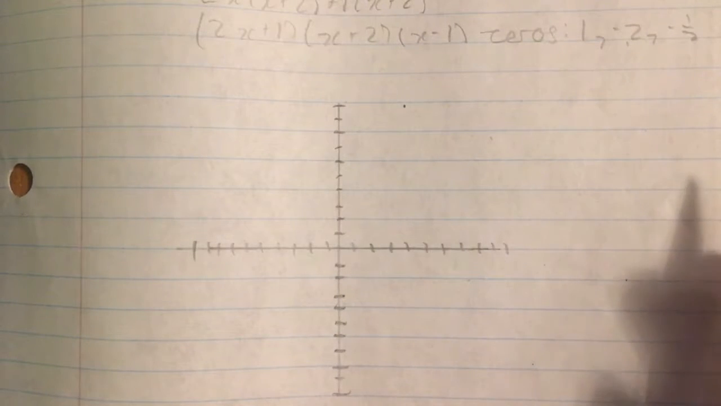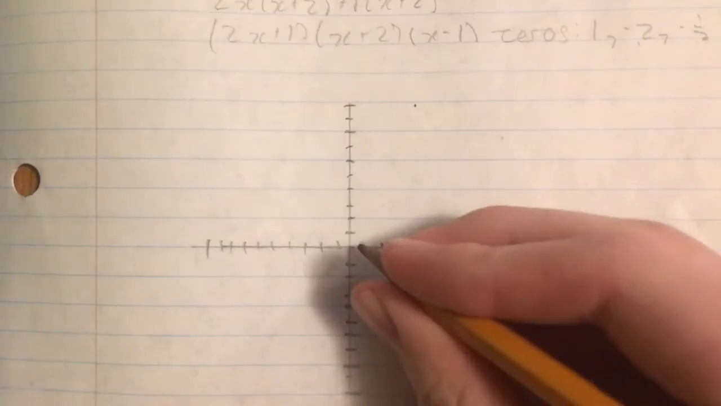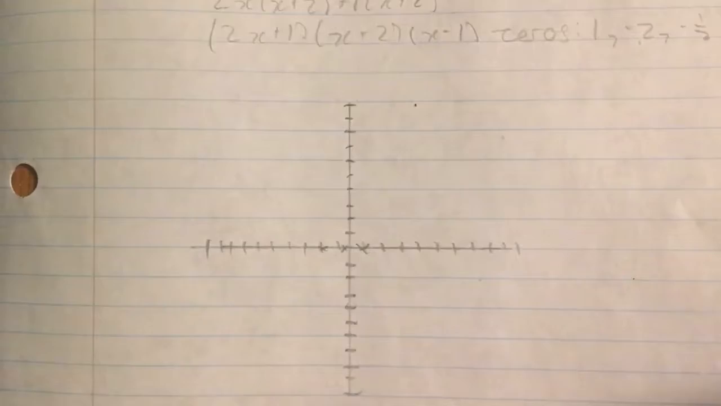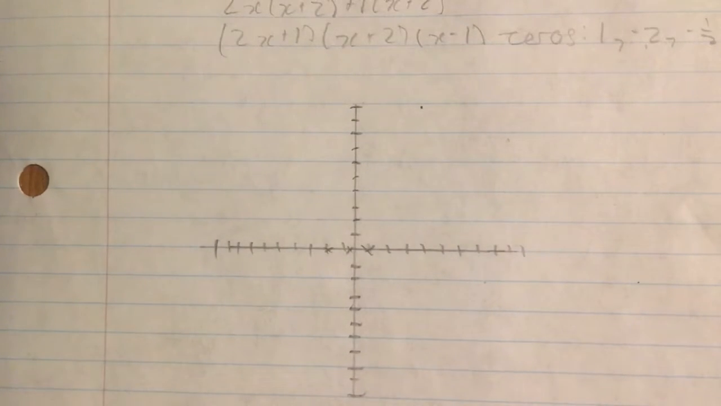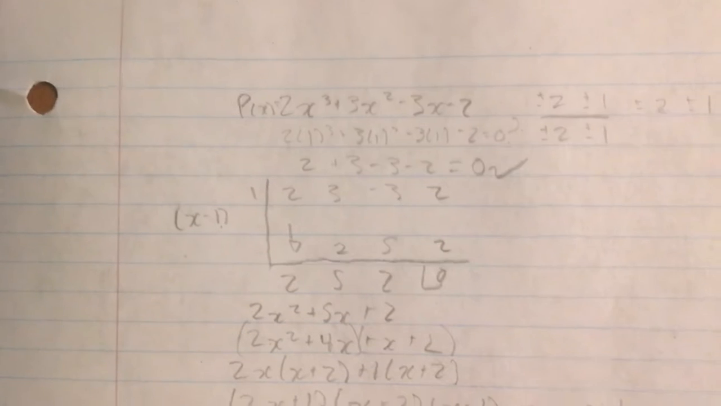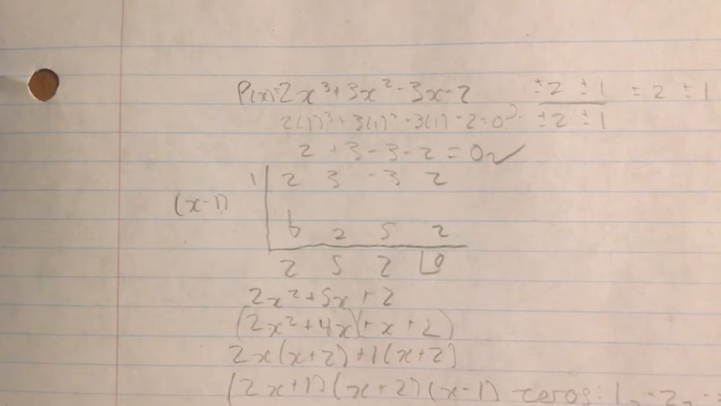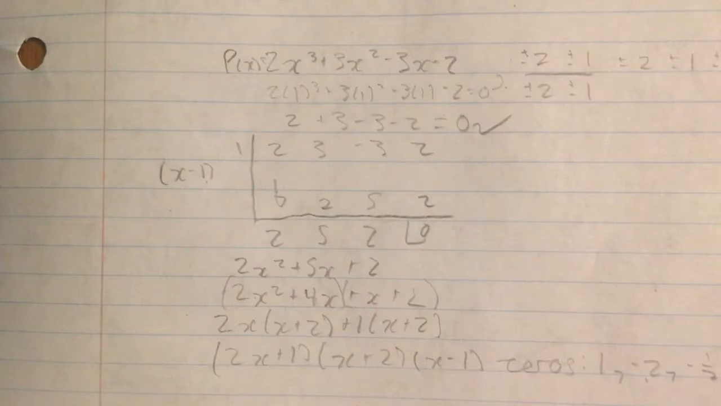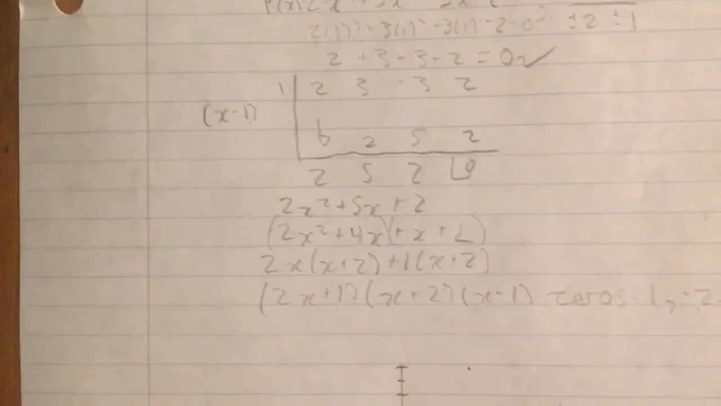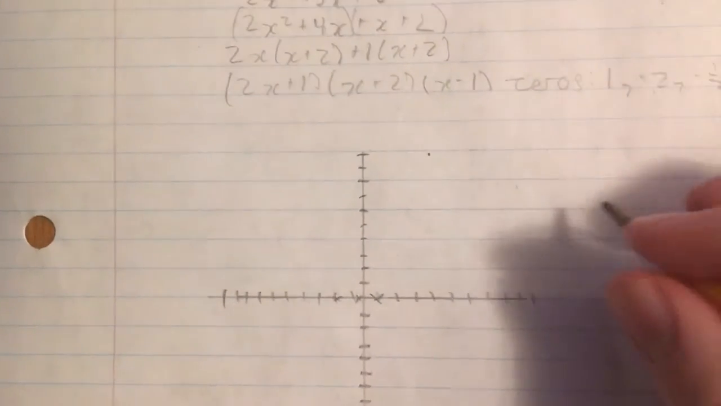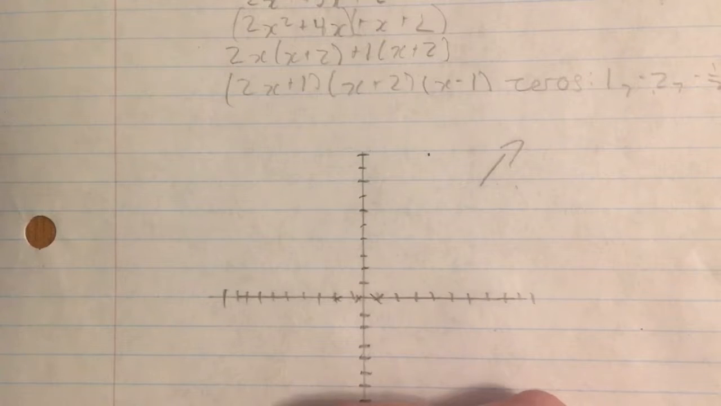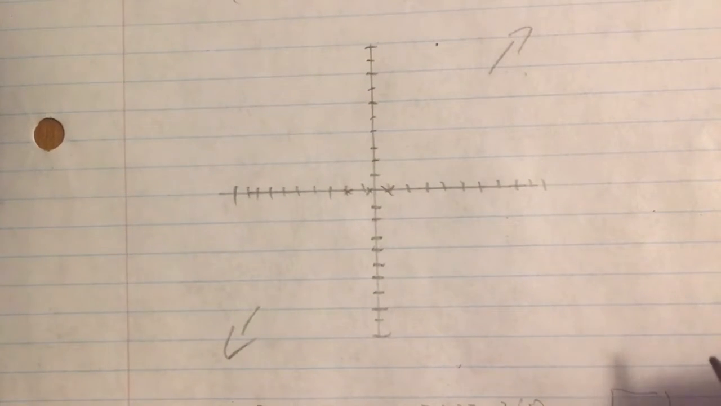So now to graph this polynomial, we will just plot our zeros, which we have found, which are 1, -2, and -1/2, like that. And if we look at the original equation, we can see that the end behavior, since the first leading coefficient is positive and the leading exponent is an odd number, the end will look like that.